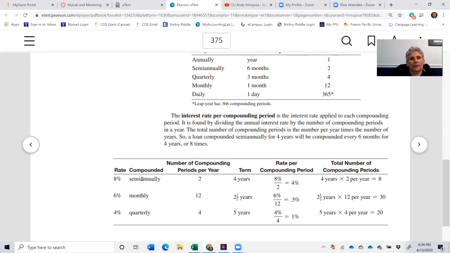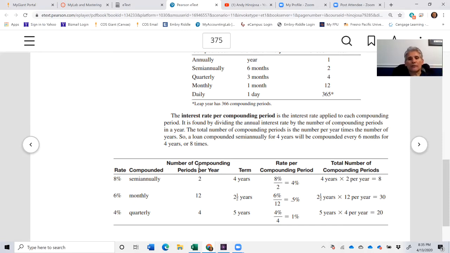On the left column here, we see rate 8%, 6%, 4%. Those are annual rates. But what we have to understand is that may not be the rate we want to use when we're doing computations. If our rate is 8%, but it's compounded semi-annually, then what we have to remember, well, how many periods are there every year? This is an annual rate.